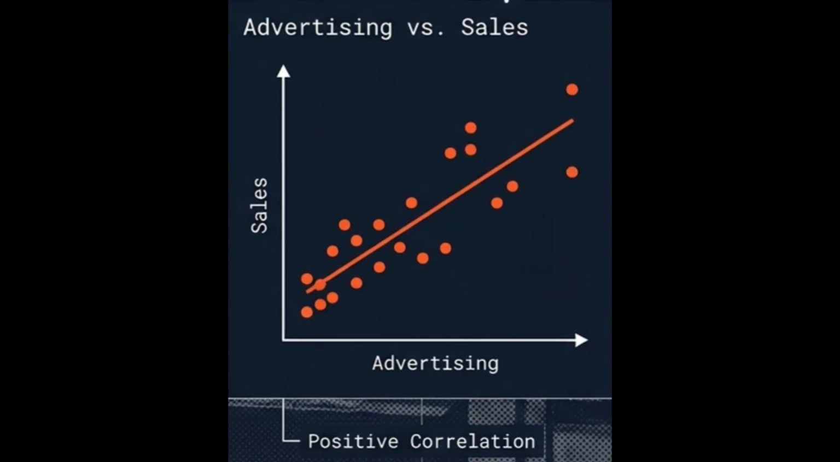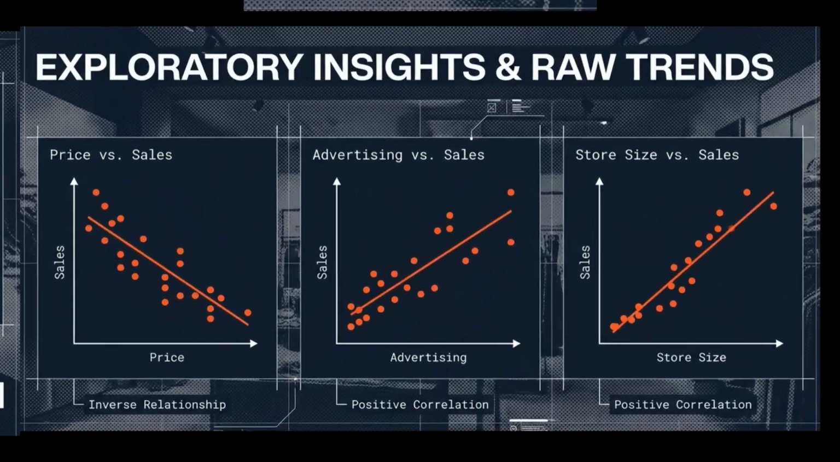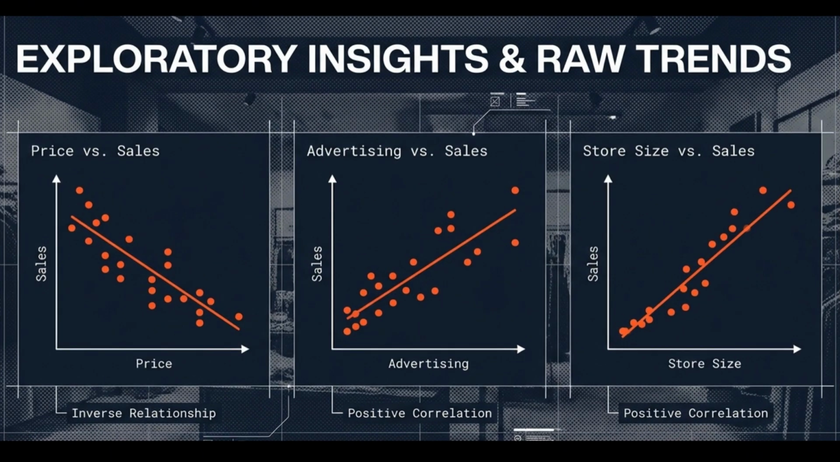The second clue points right at the marketing people. The data shows a pretty clear link. The more a store spends on advertising, the more revenue it seems to bring in. And the third clue is all about real estate. Again, the connection is strong. Bigger stores bring in bigger sales. So now they have got 3 really strong leads.